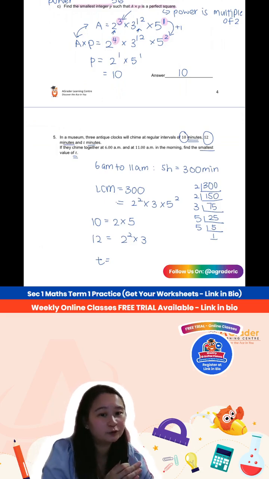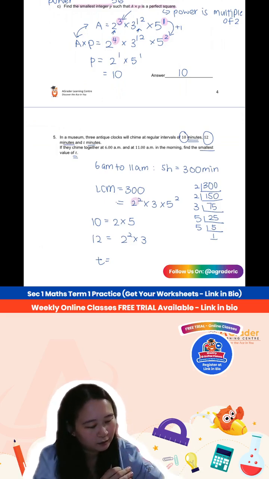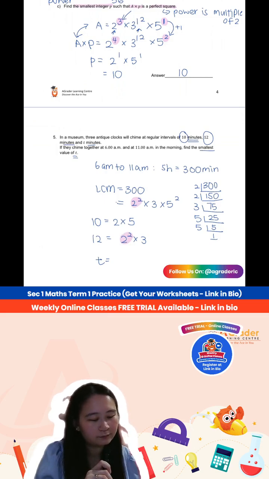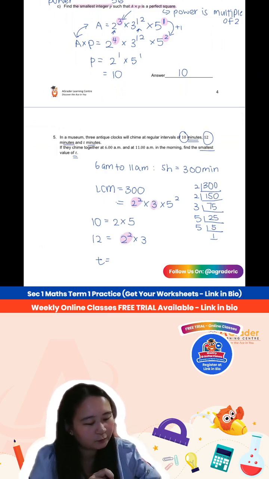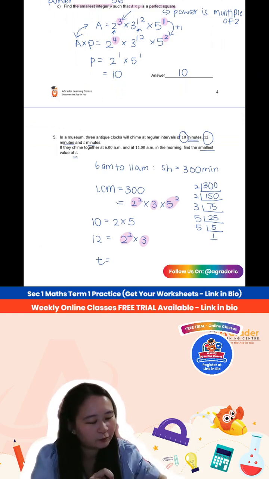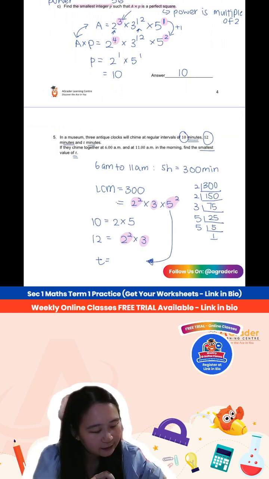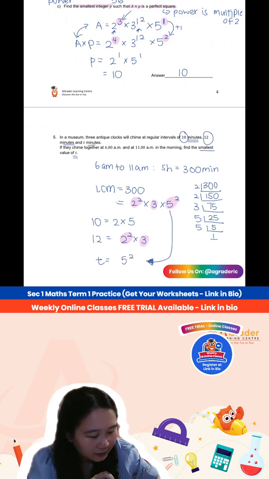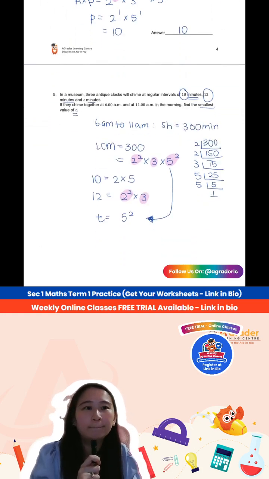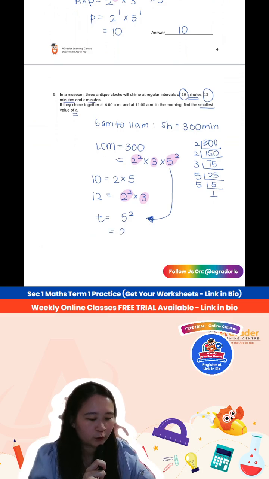Okay, so you look at the LCM. LCM must come from somewhere. So this 2 square can come from 12. And then this 3 comes from 12 also. But 5 square doesn't come from any of the numbers here. So it has to come from t. That's why the smallest value of t has to be 5 square, which is 25.